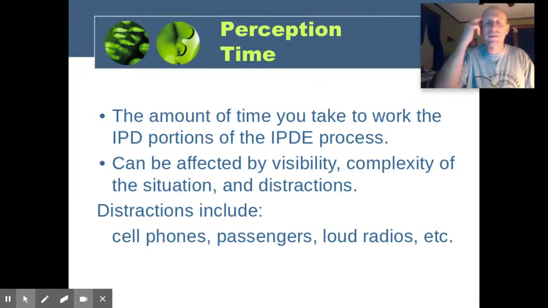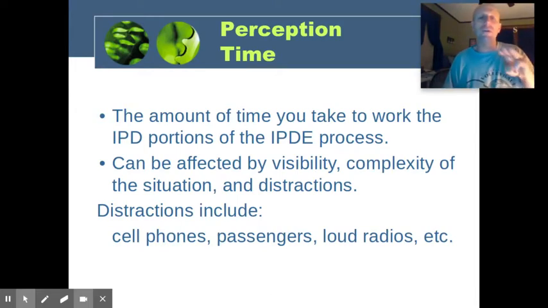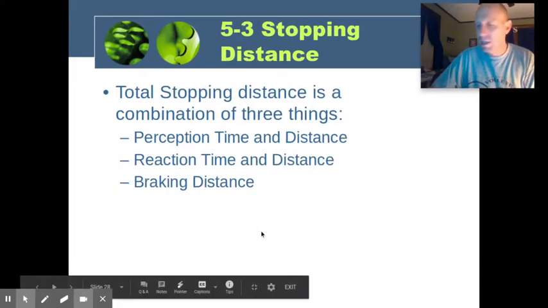So that decision-making process. So perception time is all 3 of those things: identifying, predicting, and deciding. Seeing the deer, realizing it could cause you problems, and deciding to hit the brakes. The E, execute, is the actual braking part of it, actually hitting the brakes and bringing the car to a stop.